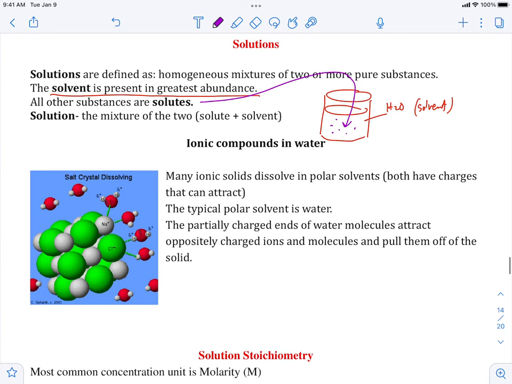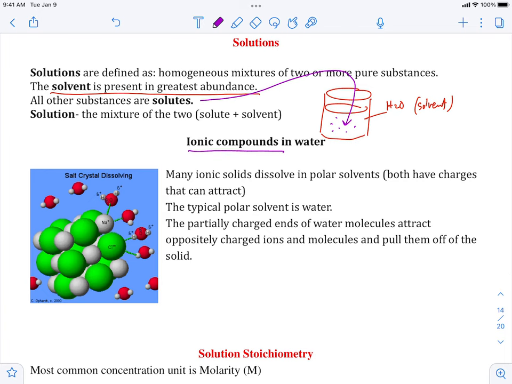Different types of solutions can be made, and it depends on what kind of solutes you're going to use. Let's talk about ionic compounds, because the most common solutions that you use in any chem lab are ionic solutions. Ionic solutions are formed because we take ionic solids and they dissolve, but in order to dissolve, the solvent must have a characteristic of polarity, okay? So, a polar solvent, let's just quickly insert here.